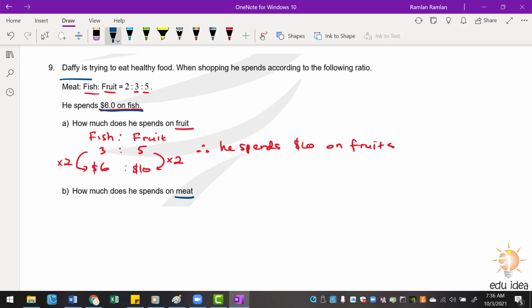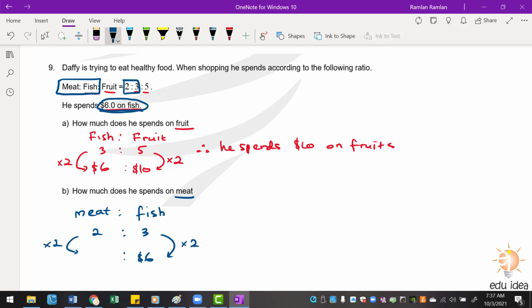Okay, the same thing. Because we know that he spent $6 on fish, and we want to know the meat, we can just focus on the meat and the fish, which is the ratio 2 to 3. So if I write down meat to fish, that will be 2 to 3, and we know that the fish is $6, so write down 6 over here. Because we know that we multiply 3 by 2 to get 6, you also multiply this by 2, so you will get $4. And again, write a sentence: $4 on meat.